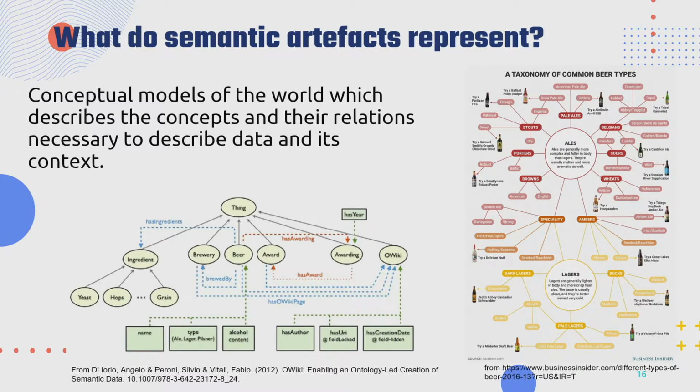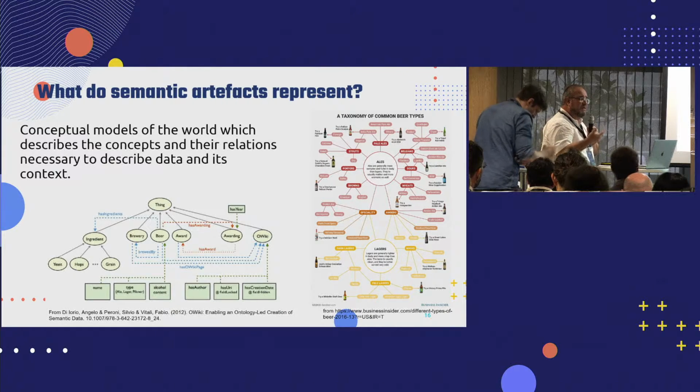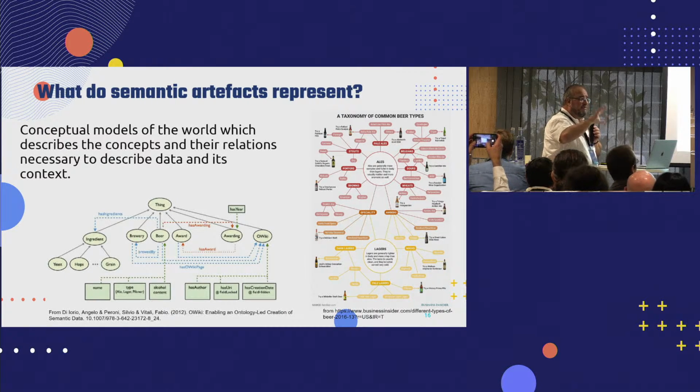And so that's a conceptual model, and you have a classification on the other side, which is a taxonomy of beers, where basically you have hierarchical representations of the different kinds of beer and how each individual beer is associated with it.